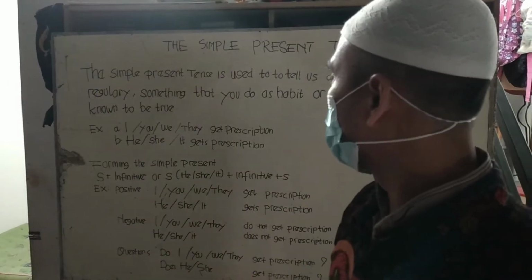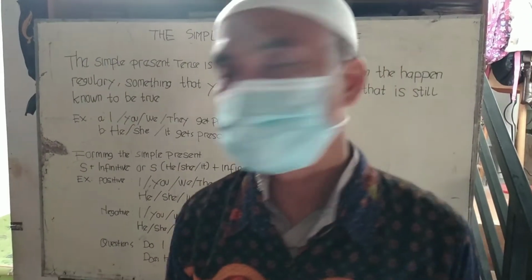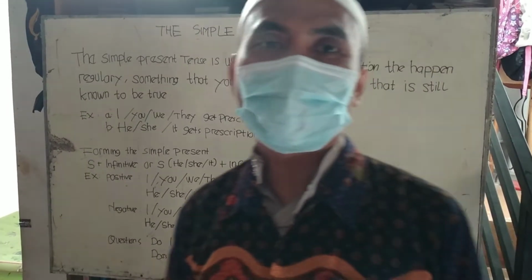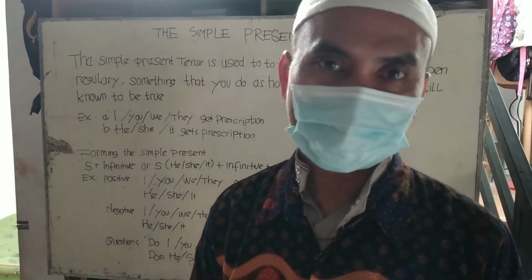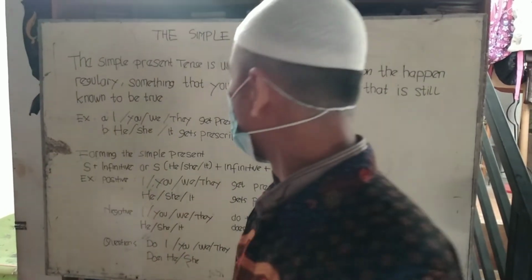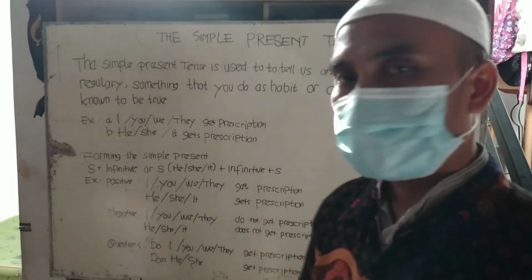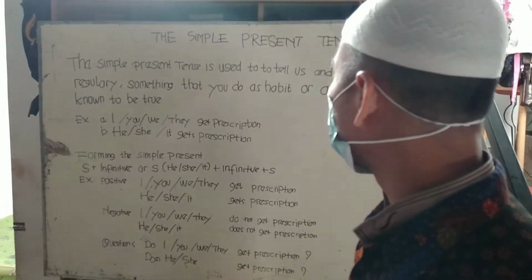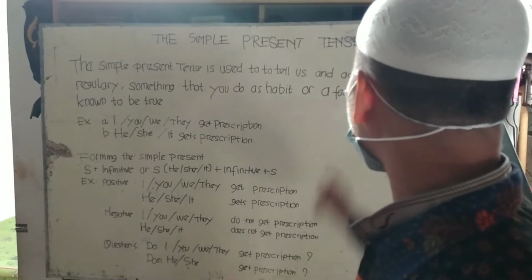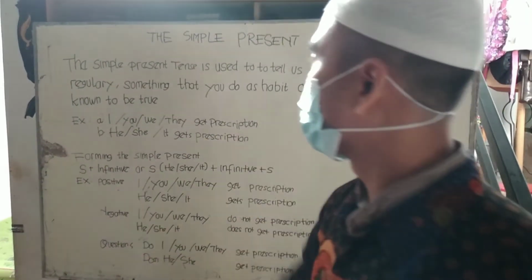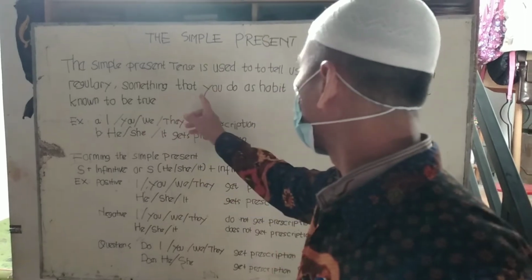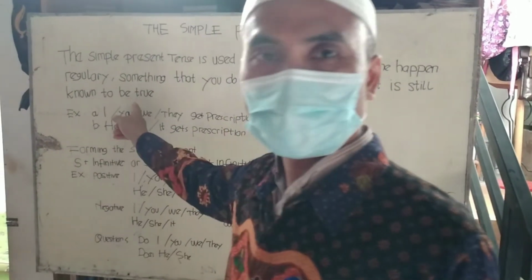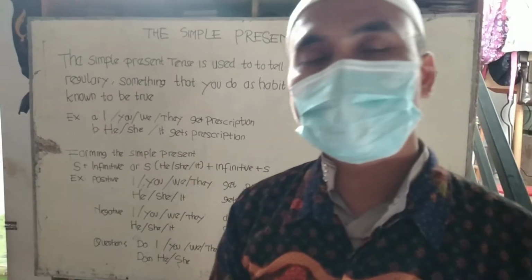Today we are going to learn about the simple present tense. So, what is the meaning of the simple present tense? Anyone? Okay, let me tell you the meaning of the simple present tense. The simple present tense is used to tell us an action that happens regularly, something that you do as a habit, or a fact that is still known to be true. That is the meaning of the simple present tense.